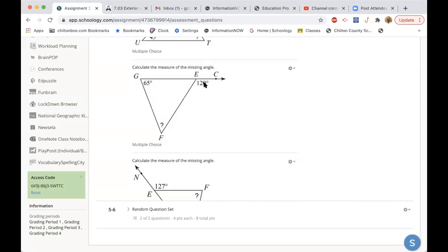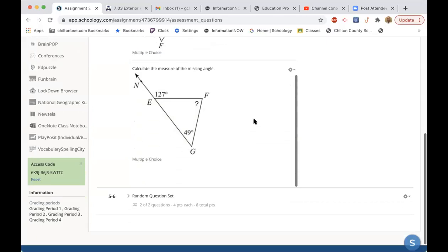All right, on this one, angle G and angle F together are going to equal 120. So you can take your calculator and say 120 minus 65 equals, and that's going to give you F. And same thing on this one. Angle G plus angle F equals 127. So just take your calculator and say 127 minus 49 equals, and that's going to give you the measure of angle F.